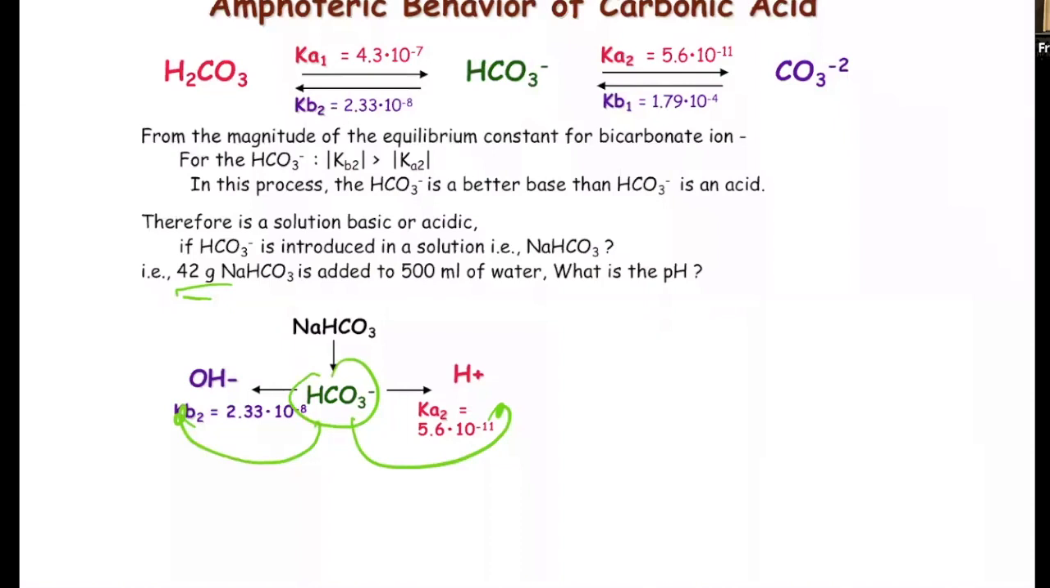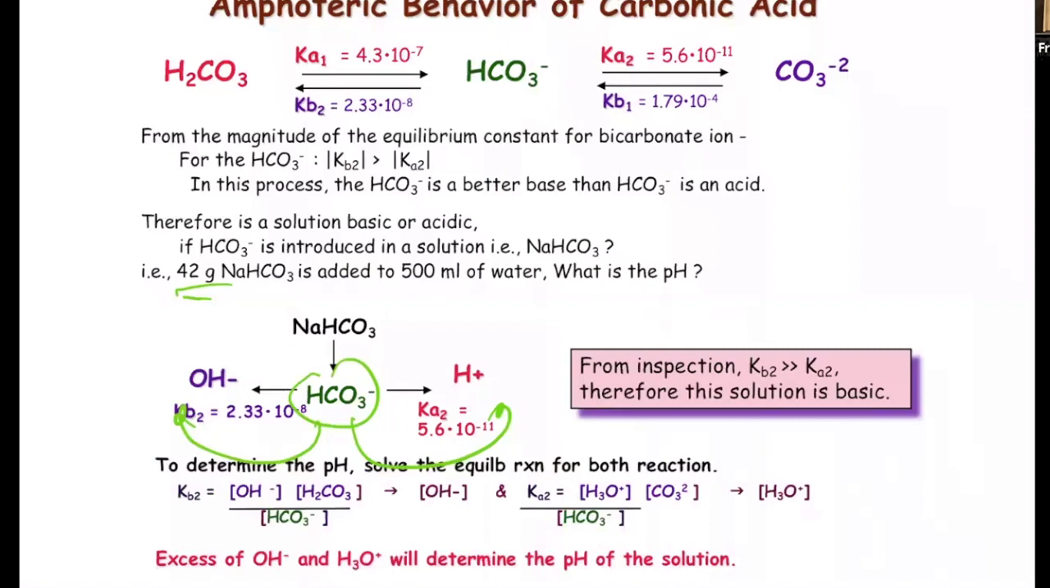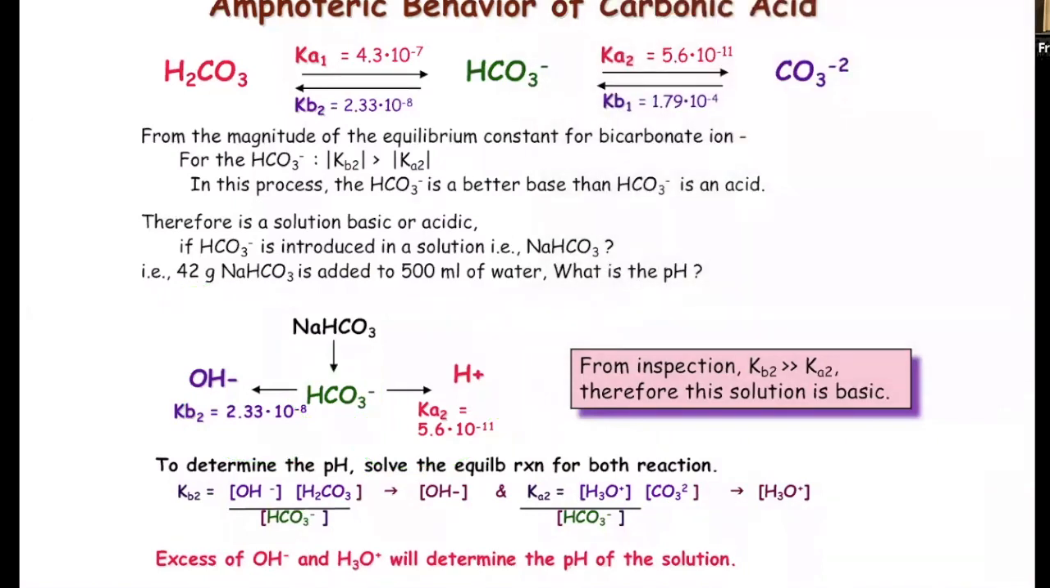So those are the two different pathways. What I could do now is my quick shortcut that is always handy. I can do this right here because I know this concentration. When I have 42 grams of sodium bicarbonate, that actually is, I think, 1 mole, okay?